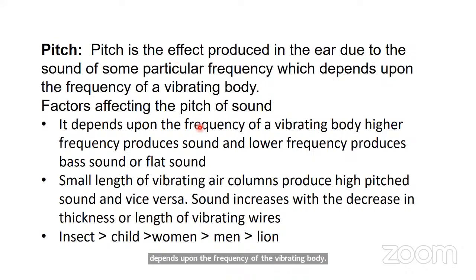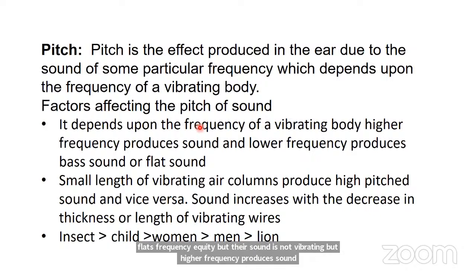Factors affecting pitch of a sound. What is the effect of the sound produced in the ear? How strongly that sound is heard in the ear, we call the effect of sound, and that is pitch. Okay. It depends upon the frequency of a vibrating body. Higher frequency produces high-pitched sound and lower frequency produces bass sound or flat sound. If the frequency is higher, a shrill sound comes. A higher frequency vibrating body produces a high-pitched sound and a lower frequency produces a bass sound.